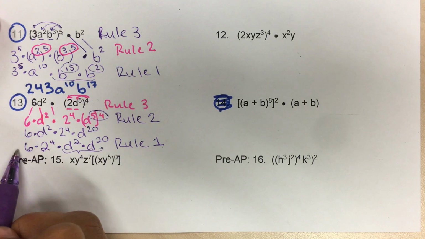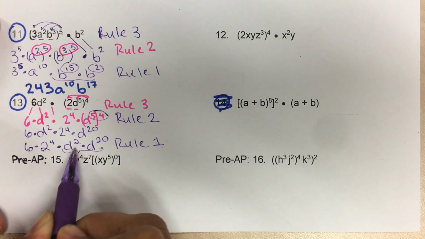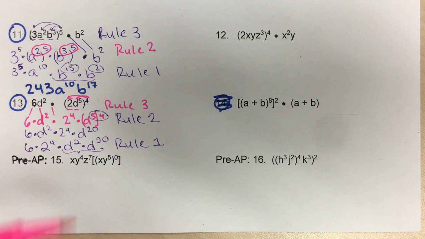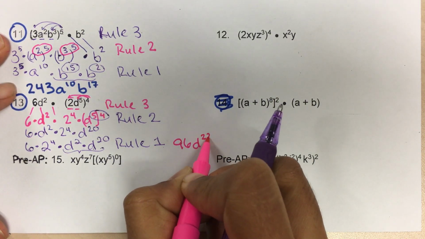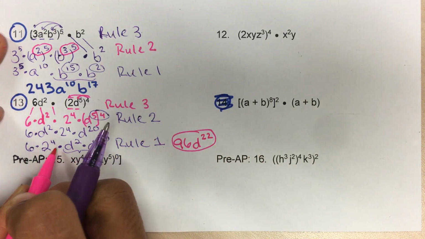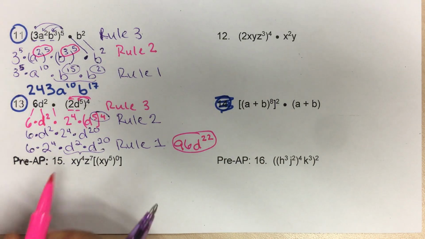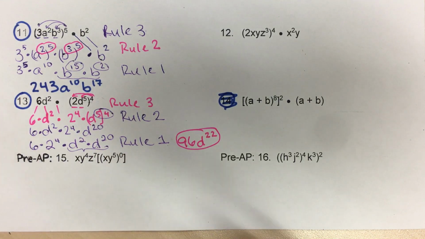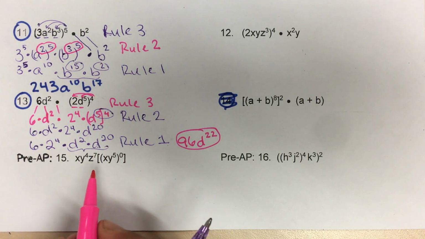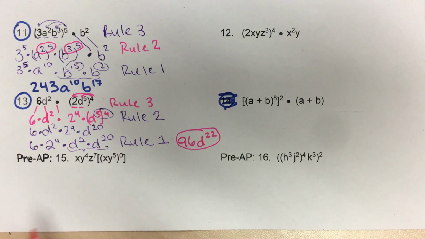All right, so we're going to have 96 d to the 22nd. That's going to be my answer. 96 d to the 22nd. That will be the answer for number 13. Okay, so that's how we do it when we've got numbers and variables all mixed together. We've got 2 different types of bases to work with, and this is how you handle it. Rearrange, because multiplication is commutative, and by that I mean switchable. Okay, good luck on your homework.